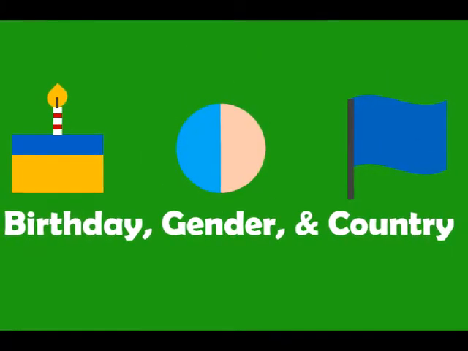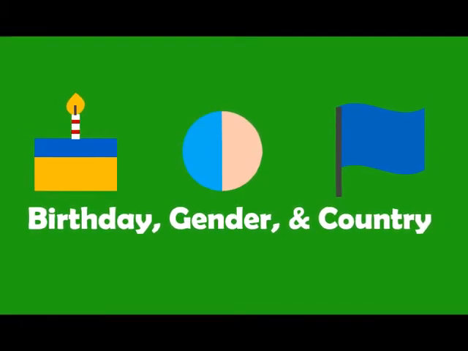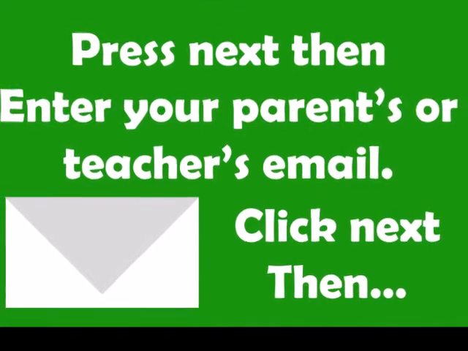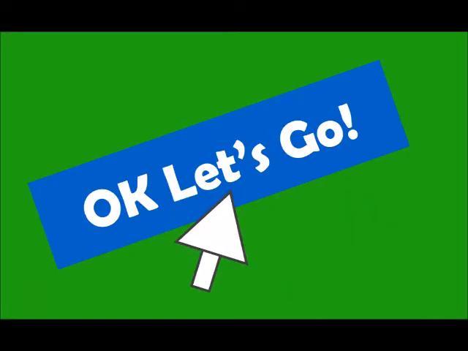Press Next, then enter your birthday, gender, and country. Press Next, then enter your parents' or teacher's email. Click Next, then click on the OK, let's go button. Take a moment to pause this video and ask your parent or teacher to confirm their email. Once you've done that, refresh the page and the orange bar should be gone.